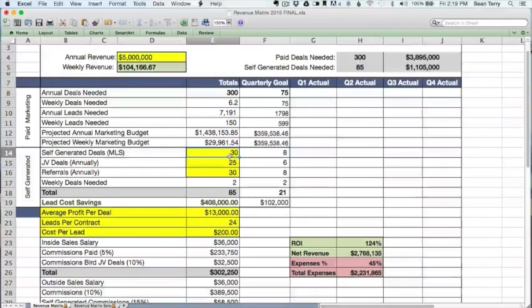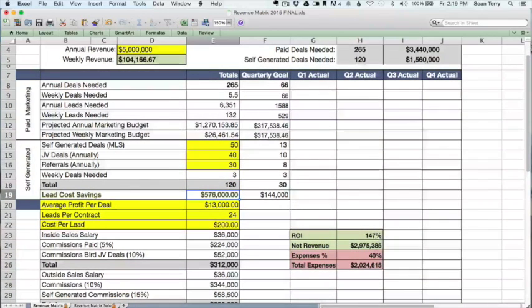So I'd be pushing to get at least 50 deals. That's 13 a quarter. At least 40 here, and we're talking annually, and then referrals 30. This is a little bit better. It gives me 147% ROI, $3 million almost in my pocket after paying all expenses, 40% expense ratio, total expenses.